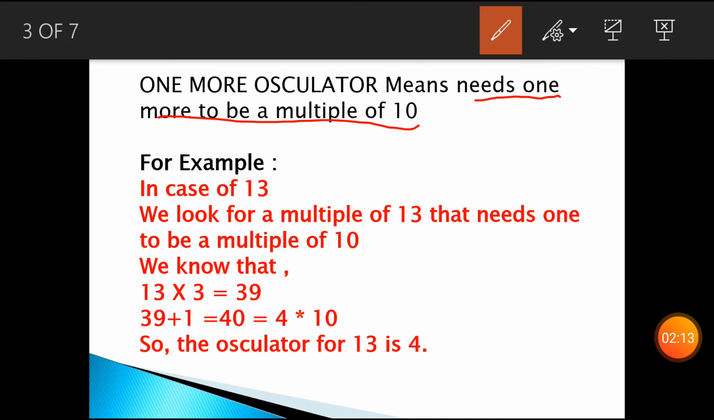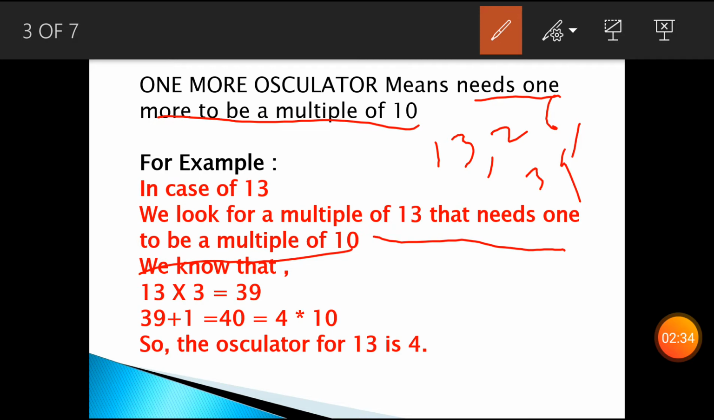For example, suppose we consider the case of number 13. In case of 13, we will look for a multiple of 13 that needs 1 to be a multiple of 10. Like we know that 13 ones are 13, 13 twos are 26, 13 threes are 39. And if we add 1 to 39, it will become a multiple of 10. So we are going to focus on 13 into 3, that gives us 39. So this is the important number for us.